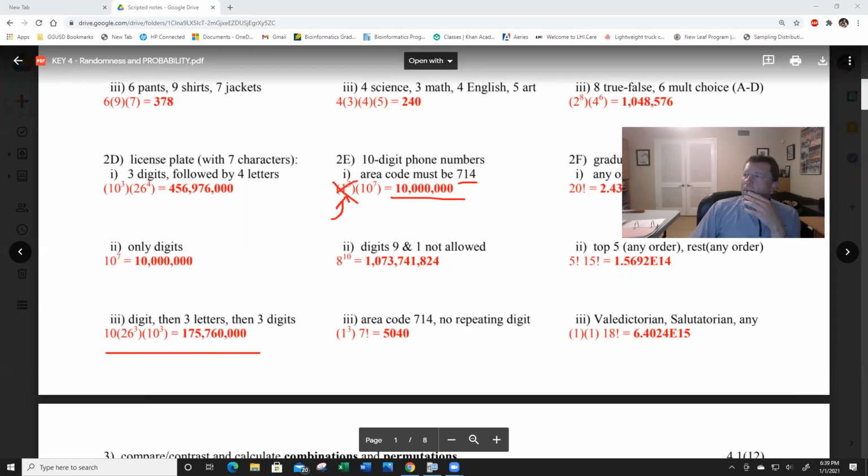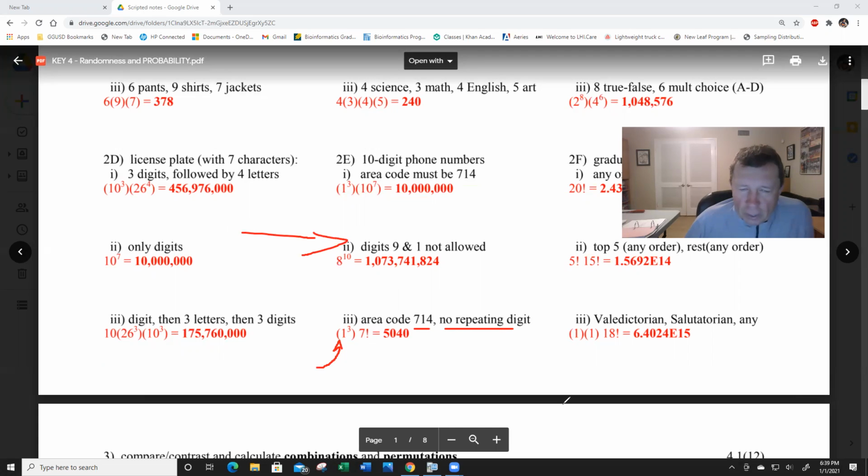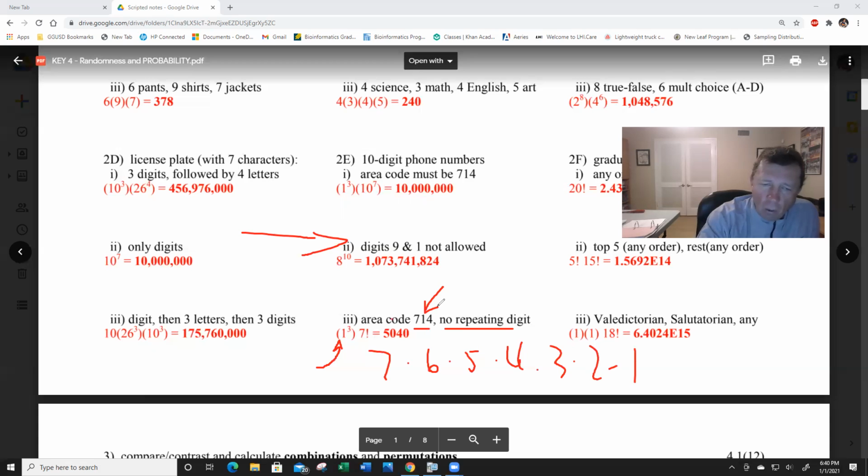Okay. And then the next one is digits 9 and 1 not allowed. All right, fine. Then that would be 8 to the 10th. And the area code 714, but then no repeating digits. So again, this is a fancy way of saying one way, so you don't really have to count that. You could just start with no repeating digits. Well, I've already used 3 of them, so there's only 7 left. So it'd be 7 times 6 times 5 times 4 times 3 times 2 times 1, which we call 7 factorial. Okay?